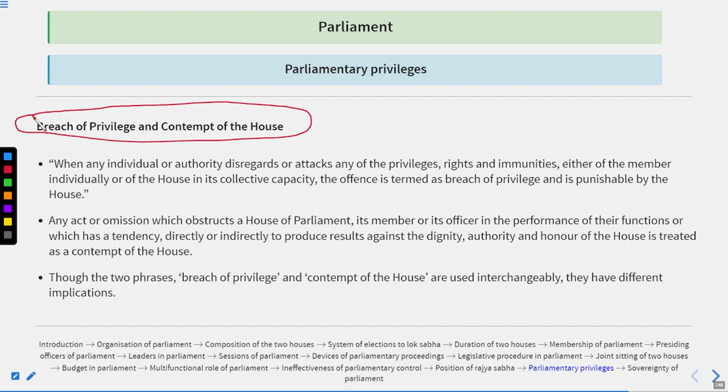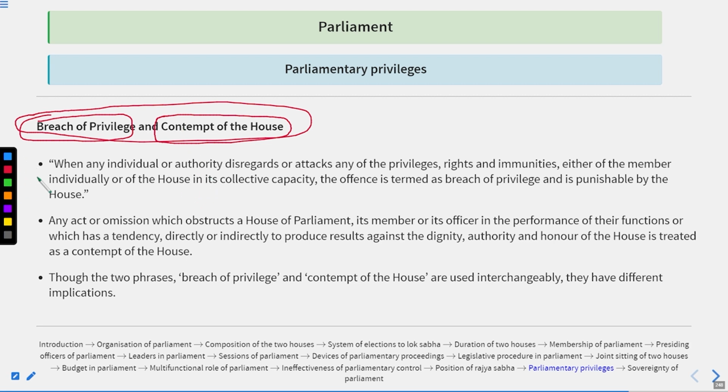And we know that if any member misuses the privileges, and there is a proven case in which the parliamentary member used the privilege in a manner which is not authenticated or validated as per the rules or procedures of the houses, that will be considered a breach. After this, another concept that we have seen was the contempt of the house.